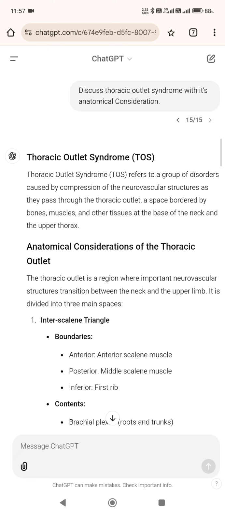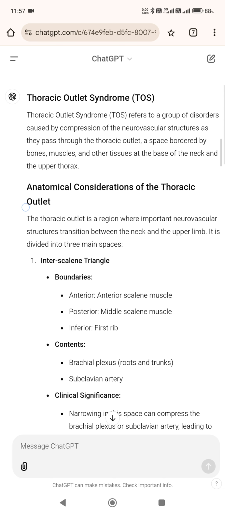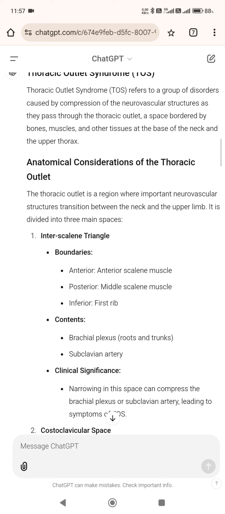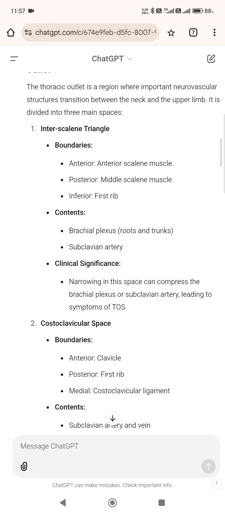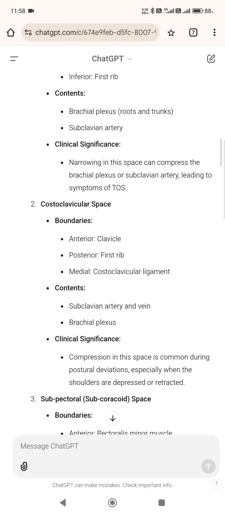Anatomical considerations of the thoracic outlet. The thoracic outlet is a region where important neurovascular structures transition between the neck and the upper limb. It is divided into three main spaces. One, interscalene triangle. Boundaries: anterior, scalene muscle; posterior, middle scalene muscle; inferior, first rib. Contents: brachial plexus roots and trunks, subclavian artery. Clinical significance: narrowing in this space can compress the brachial plexus or subclavian artery, leading to symptoms of TOS.